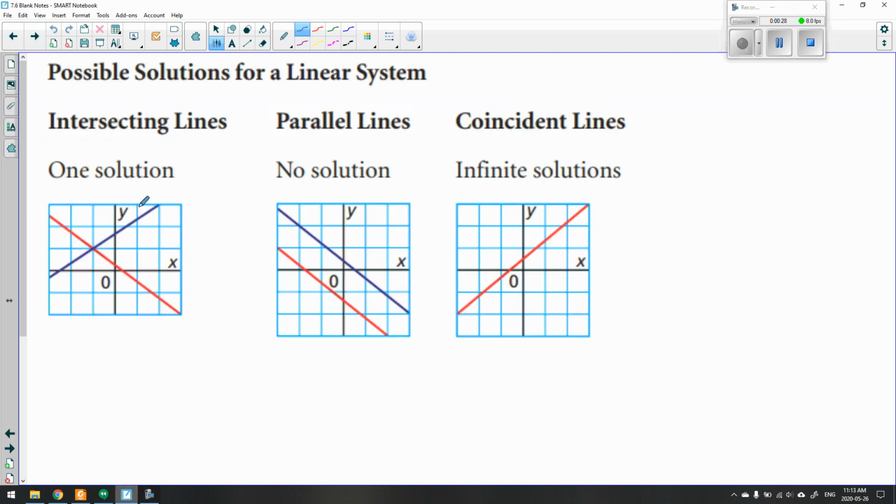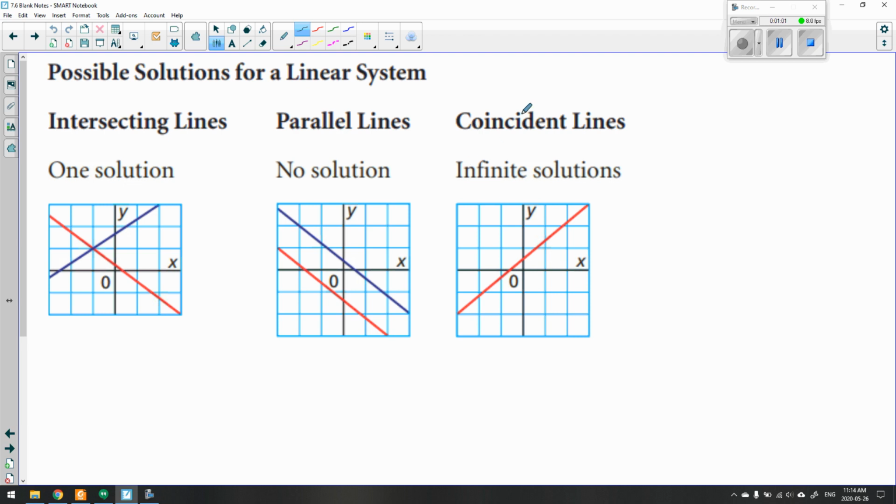So if we were to graph our systems of linear equations, if we have intersecting lines, like this first one here, we have one solution, exactly where those two lines meet. Parallel lines, those two lines will never meet, right? They have the same slope, but a different y-intercept. And we have coincident lines, so lines that are exactly the same. They have the same slope and the same y-intercept.